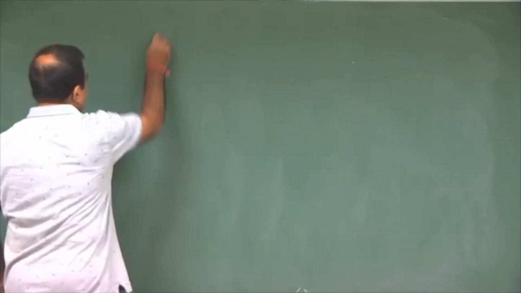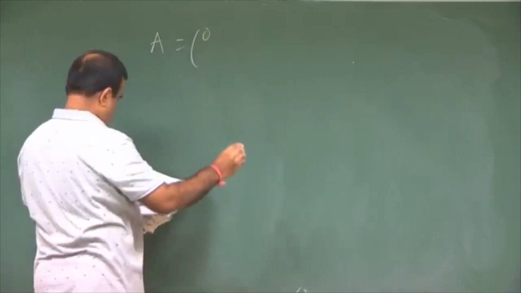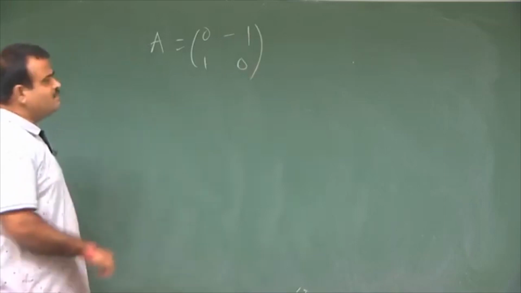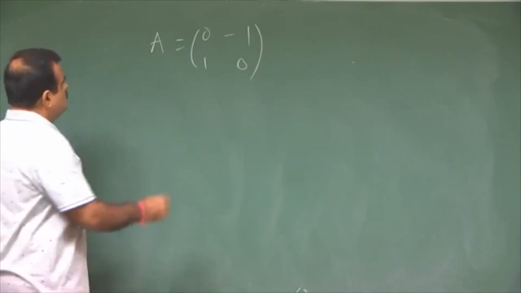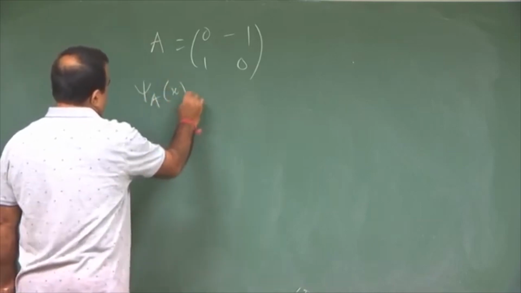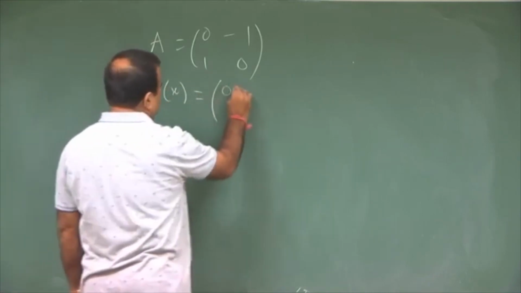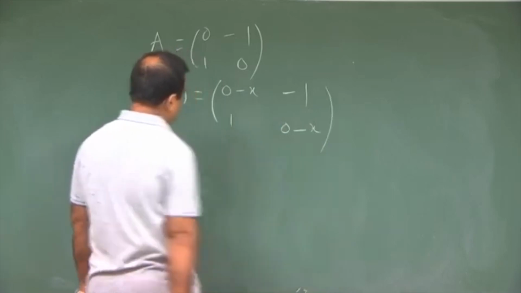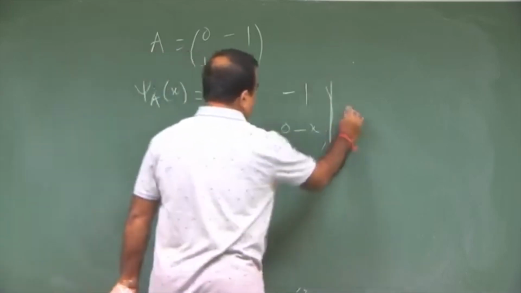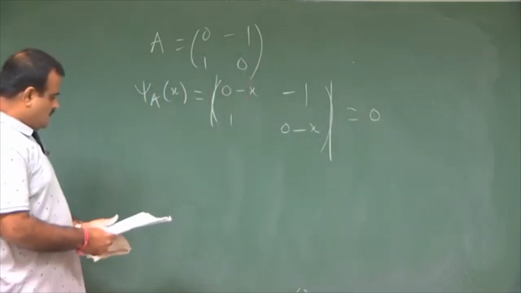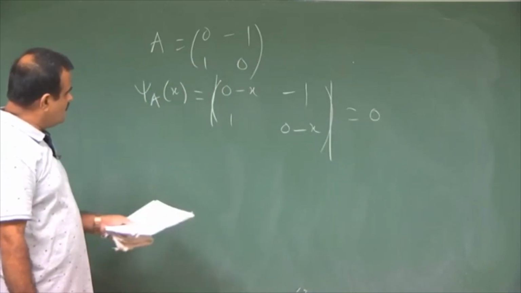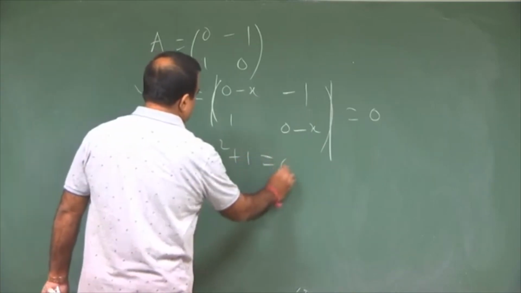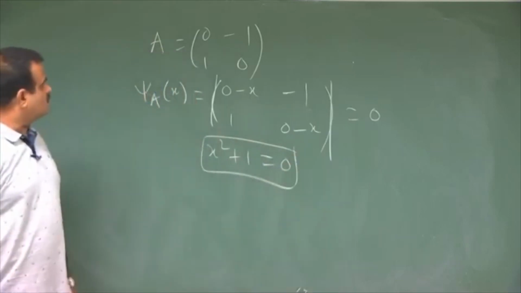Suppose we have a matrix like this, 0 minus 1, 1 0. This is a real matrix, the elements are coming from real numbers. So, what is the corresponding characteristic equation? This is 0 minus x, minus 1, 1, 0 minus x. The determinant of this we have to equate to 0. This is nothing but x square plus 1, so x square plus 1 equal to 0. This is the characteristic equation corresponding to this matrix.